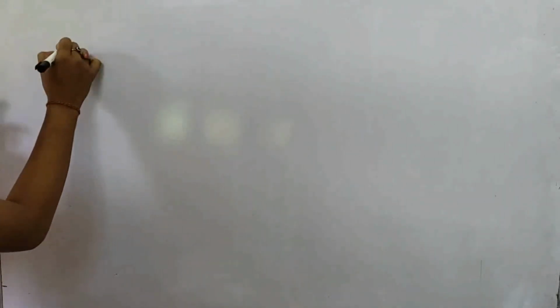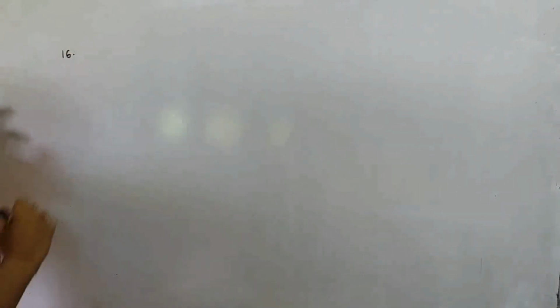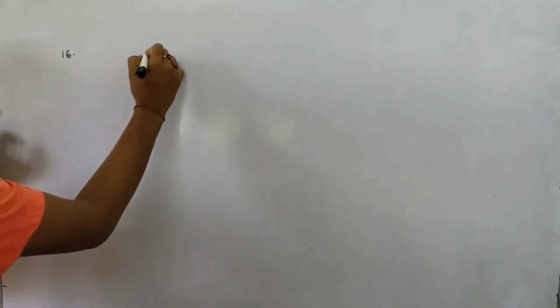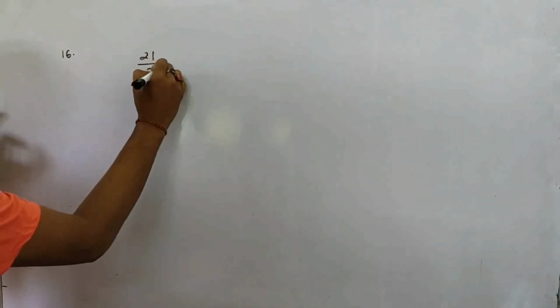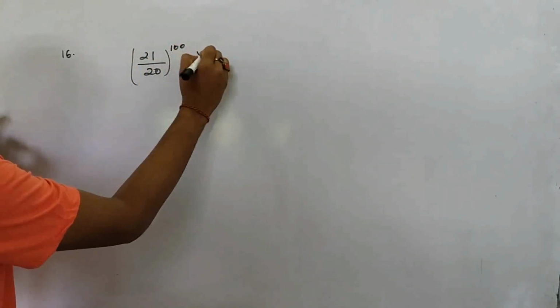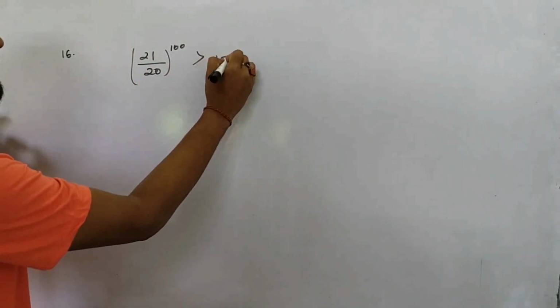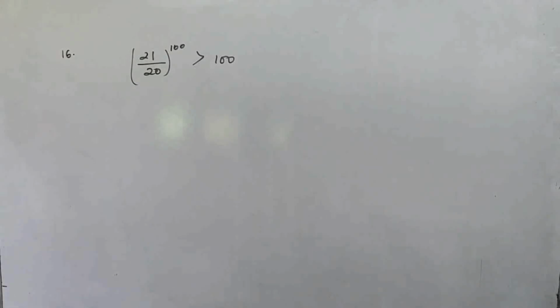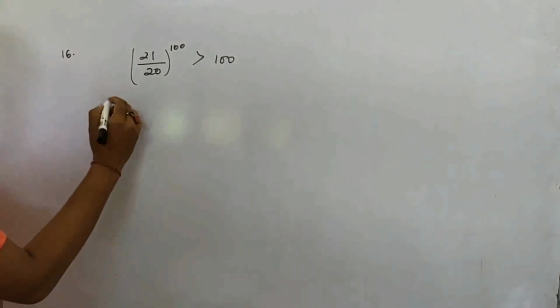You see 21 by 10. Correct the question at first. This will not be 21 by 10. This will be 21 by 20, not 10, to the power 100. We have to show that this is greater than 100. So you correct the question. This will be 21 by 20. Okay, so simple. We'll start with this.